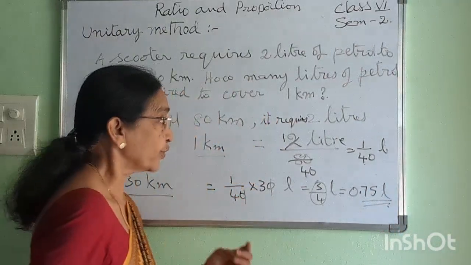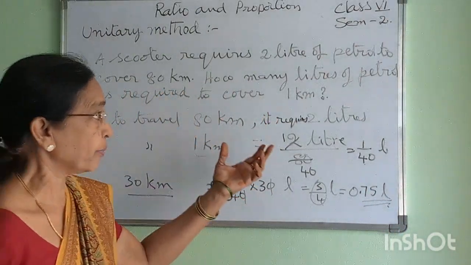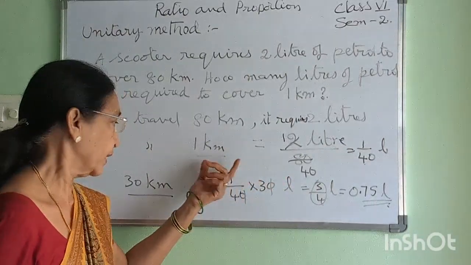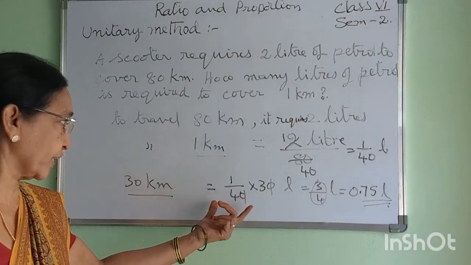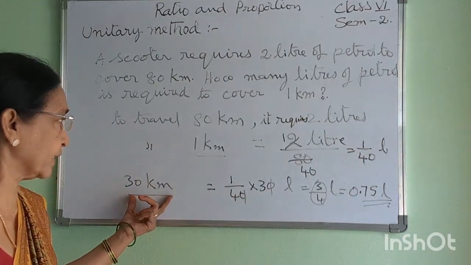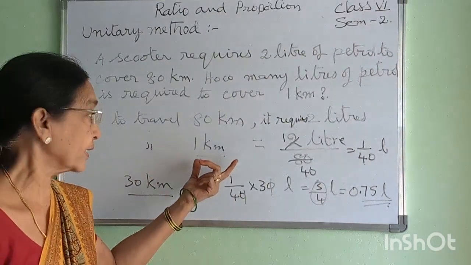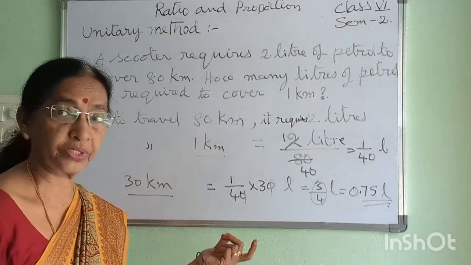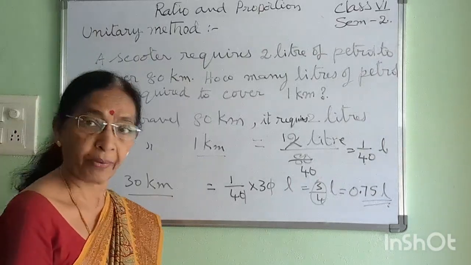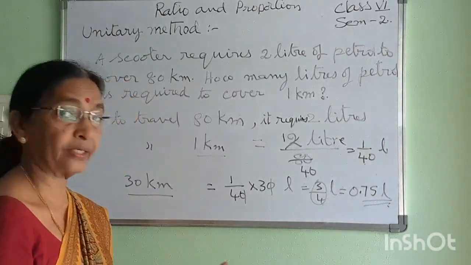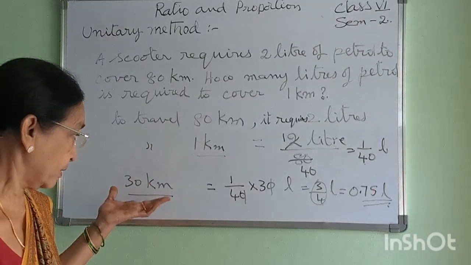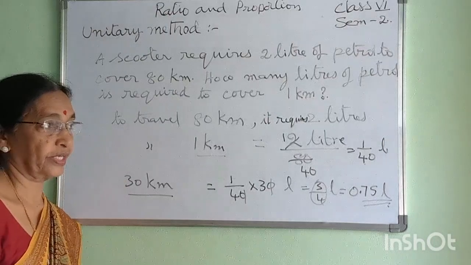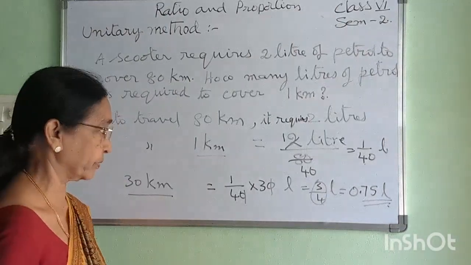So thus we calculated the amount of petrol required to travel 1 kilometer first. Then we calculated the amount of petrol required to travel 30 kilometers. Thus, calculating the value per unit, then calculating the amount required by multiplying with the number, this method is called the unitary method.